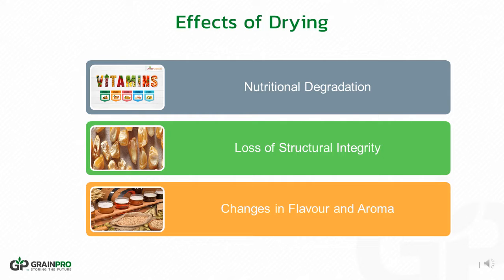If too much moisture is removed or the temperature of drying is too high, products may become brittle and literally crumble into small pieces rather than retaining their original desired structure.